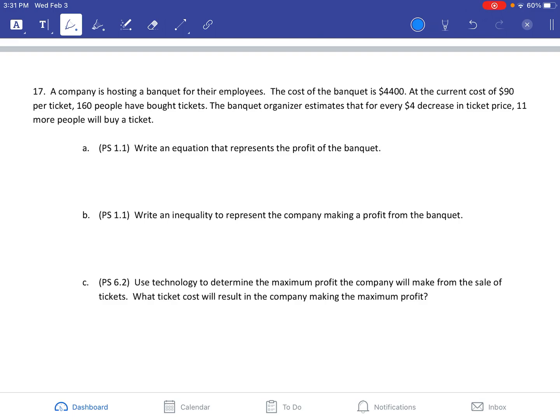So again, we're doing the same kind of thing as we did in the last problem. Doing a profit of X. Our amount is going to be that there's 160 people to buy tickets. But if we decrease the price, 11 more people will buy. We just don't know how many times they're going to do that. Then the value is going to be $90 per ticket. But if we decrease that price by $4, we just don't know how many times. That's why we put the X. And the cost is $4,400.